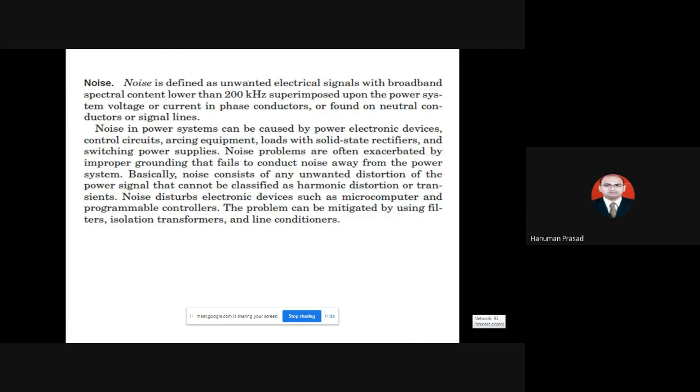Noise is defined as unwanted electrical signal. We do not require the noise, unwanted signals. It is broadband spectral content lower than 20 kilohertz superimposed upon the power system voltage or current in phase conductors, or found on neutral conductors or signal lines. Noise in a power system can be caused by power electronics devices, control circuits, arcing equipment, loads and solid state rectifiers.